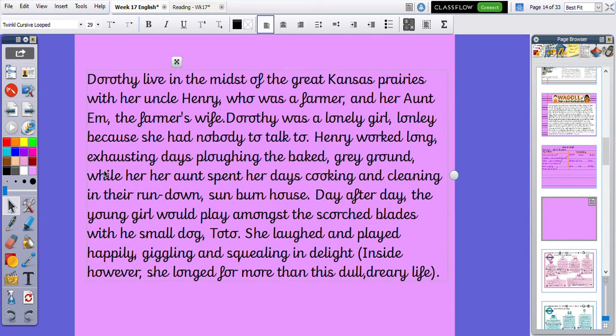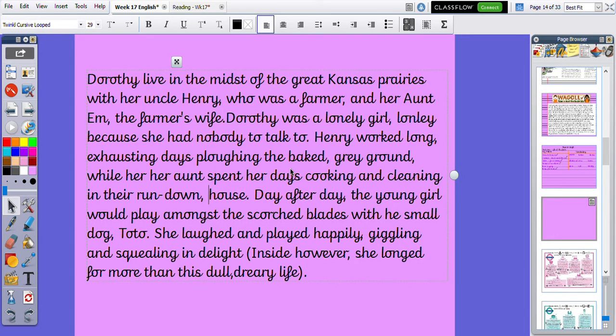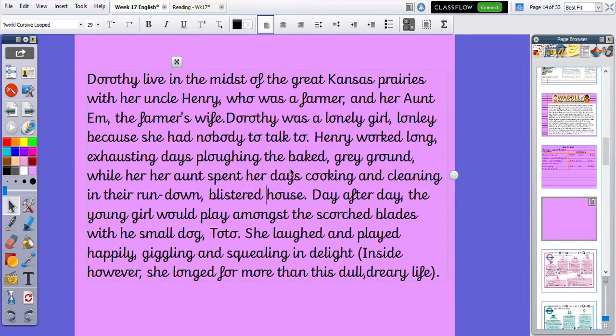Okay. While her aunt spent the days cooking and cleaning in their run-down, sun-burnt house. I quite like that. However, I think in my head I was thinking to write blistered, the run-down blistered house, because in the book I remember it said that the sun had cracked all of the paint, so it made it all bubble, which is a bit like blistered, like if you know what a blister is on your hand or your foot or something. So it's made it all bubbly, and then the rain has washed it away. So I'm going to use blistered to make it link in with the book.